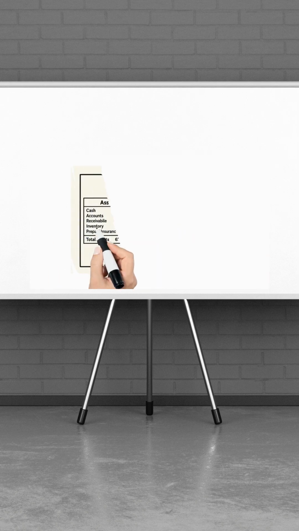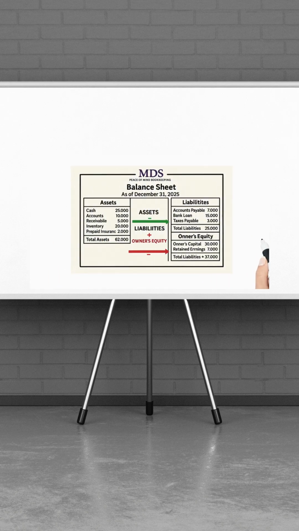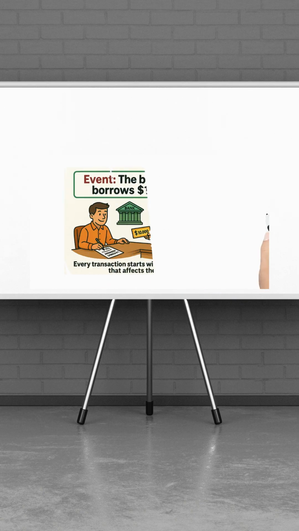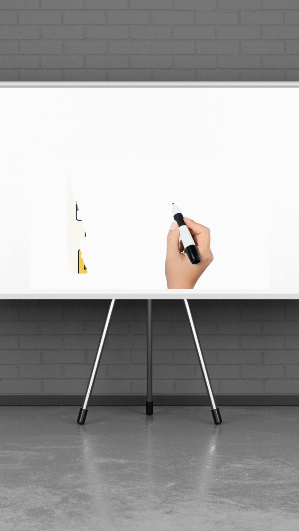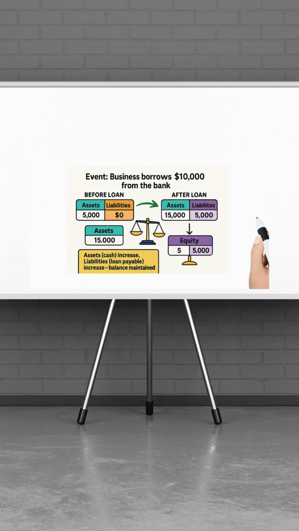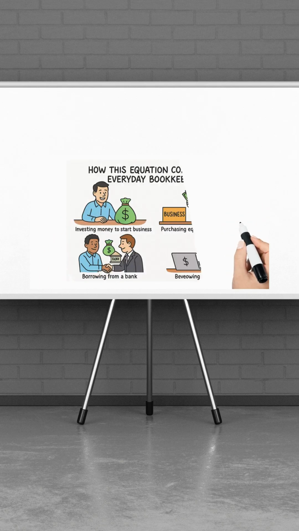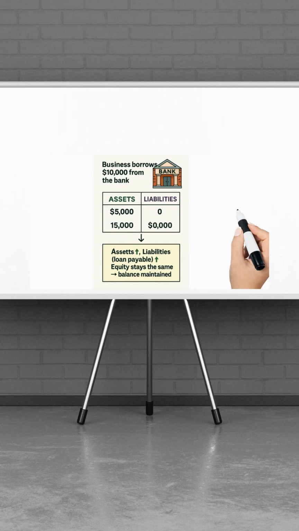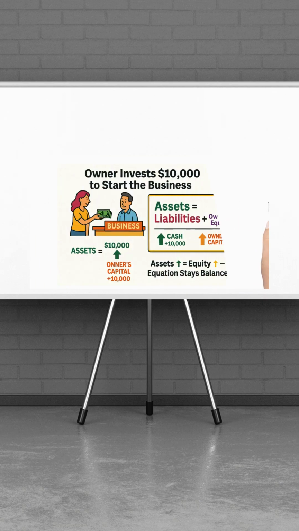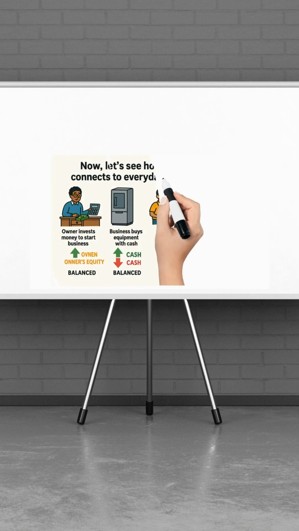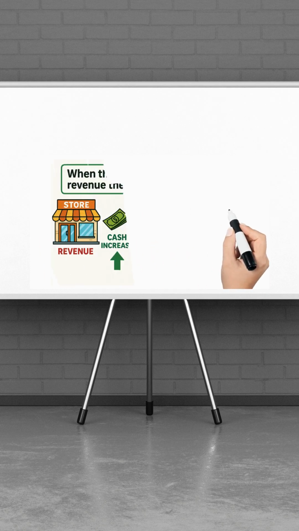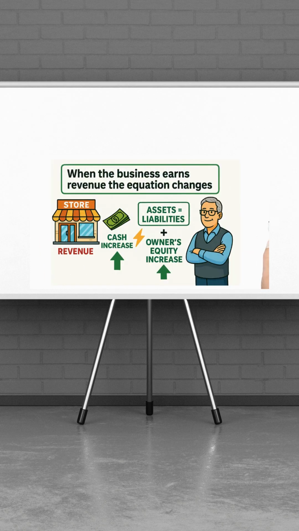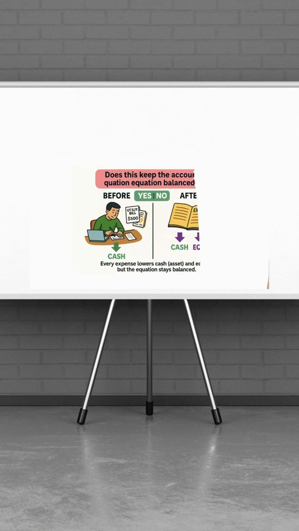Now, let's see how this equation works in your day-to-day bookkeeping with some real-world examples. Imagine you're starting a new business and you invest $10,000 of your own money. What happens? The business has cash, which is an asset. Okay? Now your business needs a new computer. You buy one for $2,000 using cash. In this case, your cash decreases and your equipment, which is an asset, increases.